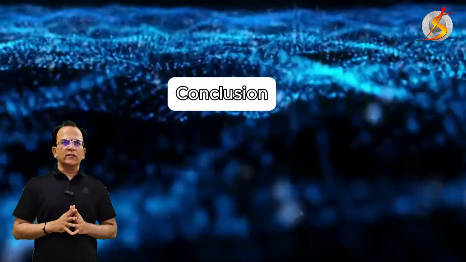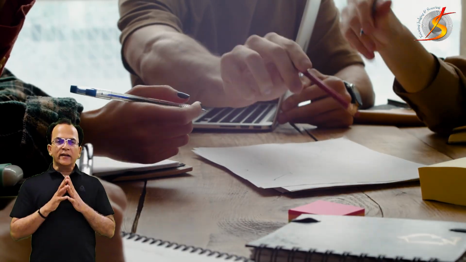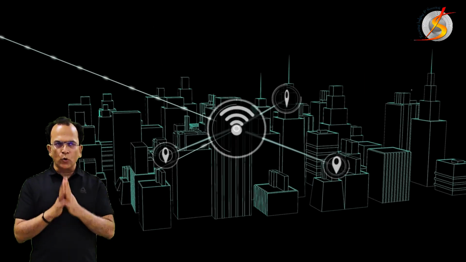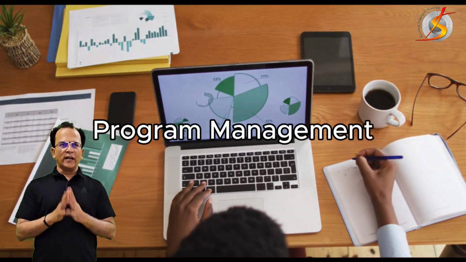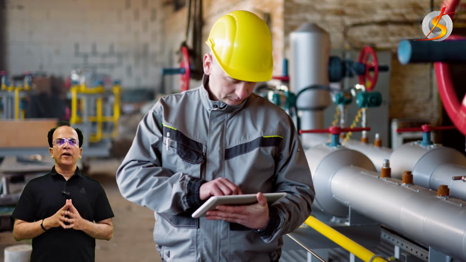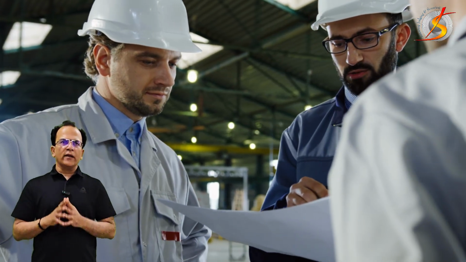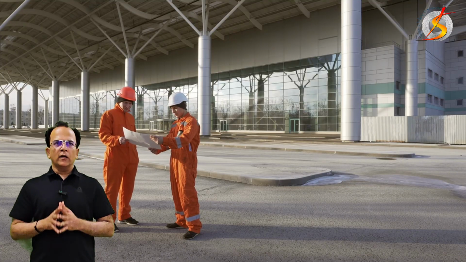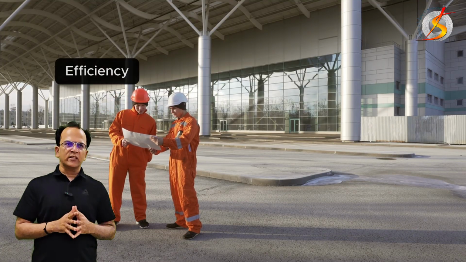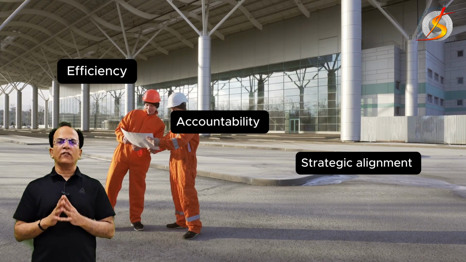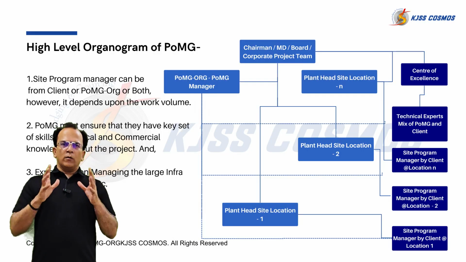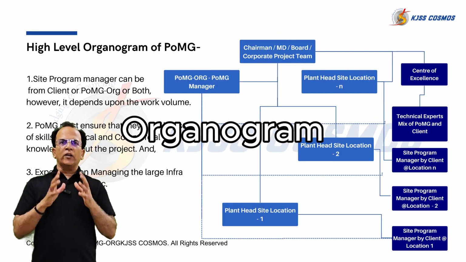So the conclusion is this: the organizational structure is designed to facilitate clear lines of communication, well-defined roles, and effective collaboration between corporate leadership, program management, technical expertise, and plant operation. By ensuring a structured reporting mechanism, the company enhances its efficiency, accountability, and strategic alignment across all levels of the organization. You can have a look at the screen, the detailed organogram for the complete project.